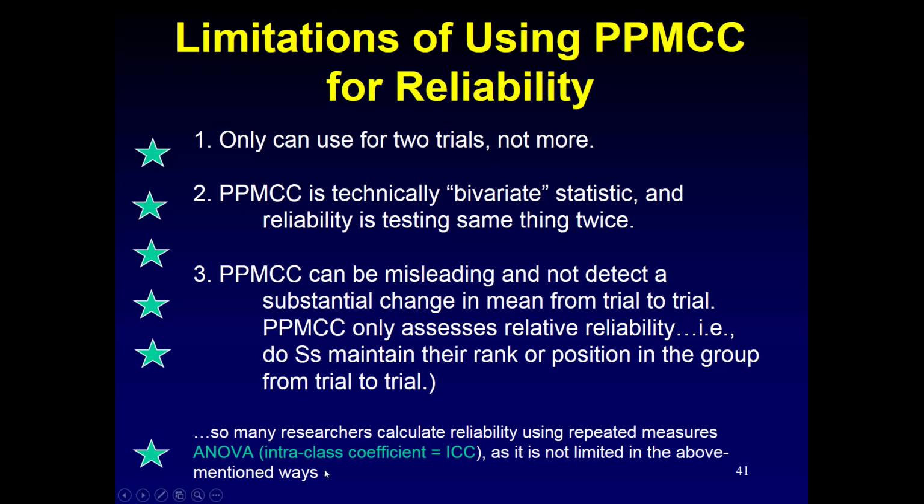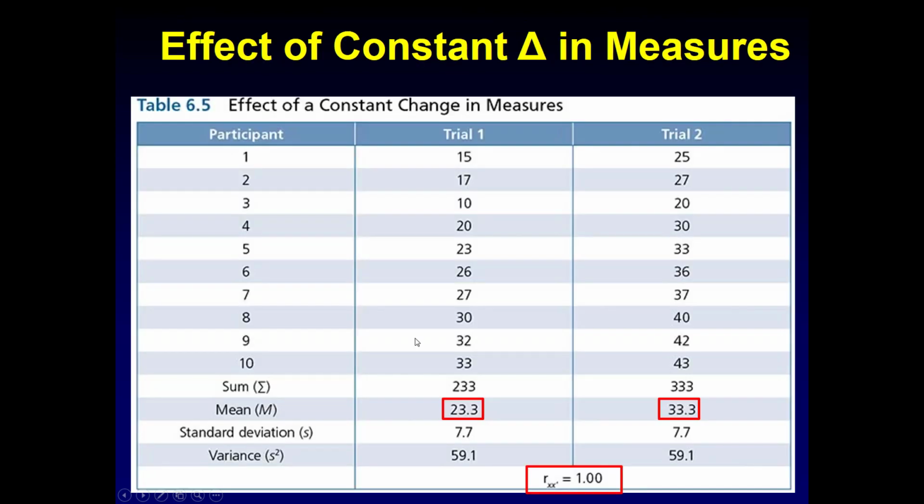But most important, and you notice that I've put a lot of stars on this slide, is this limitation of the Pearson R. In the instance that is illustrated in this slide, here are the person's scores as we go from trial 1 to trial 2. And you'll notice that there's a constant change in the measures. In this case, each person is improving by a score of 10 as we go from trial 1 to trial 2.